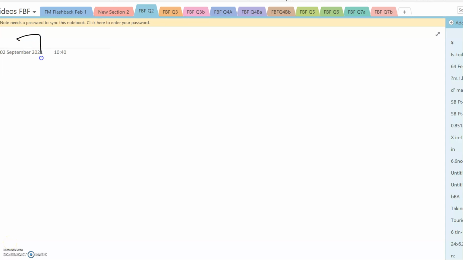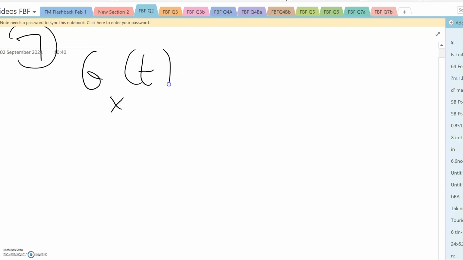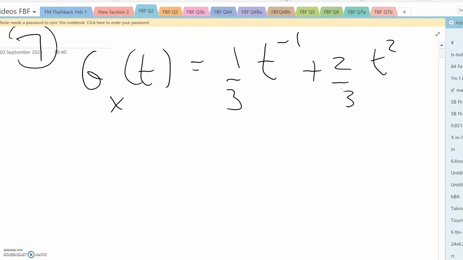January 9, question 7. The probability generating function for X: X could equal -1, therefore there's a term in t to the -1 and the coefficient is 1/3. X could equal +2, so there's a term in t squared and the coefficient is 2/3. So that's the answer to part 1.